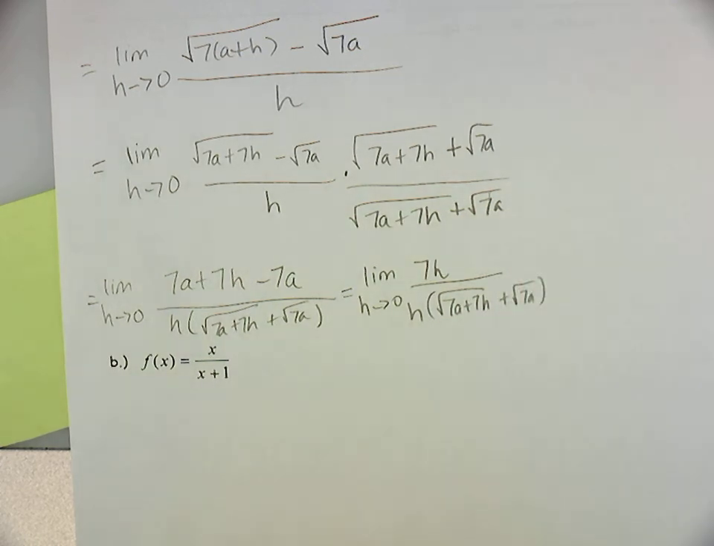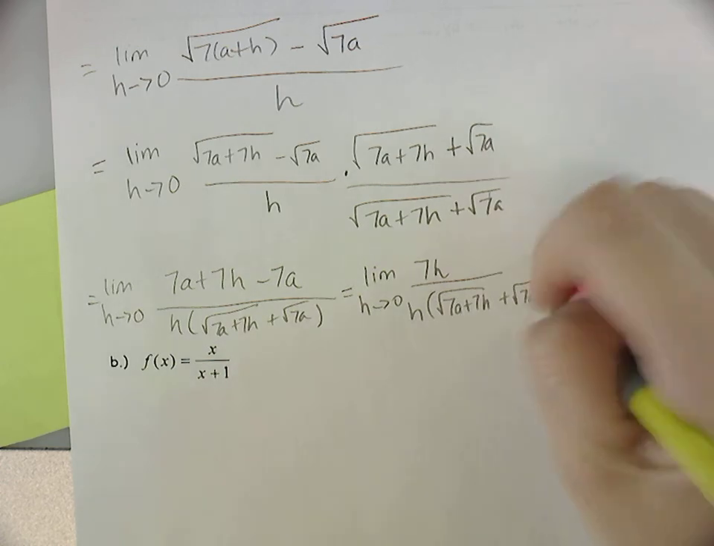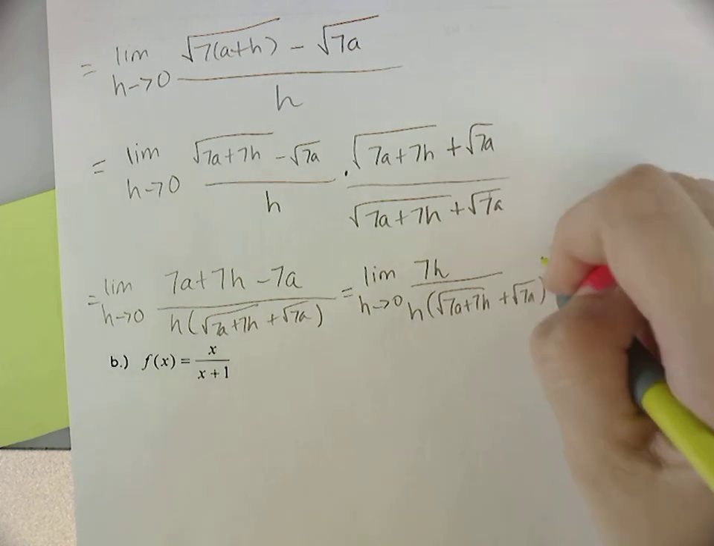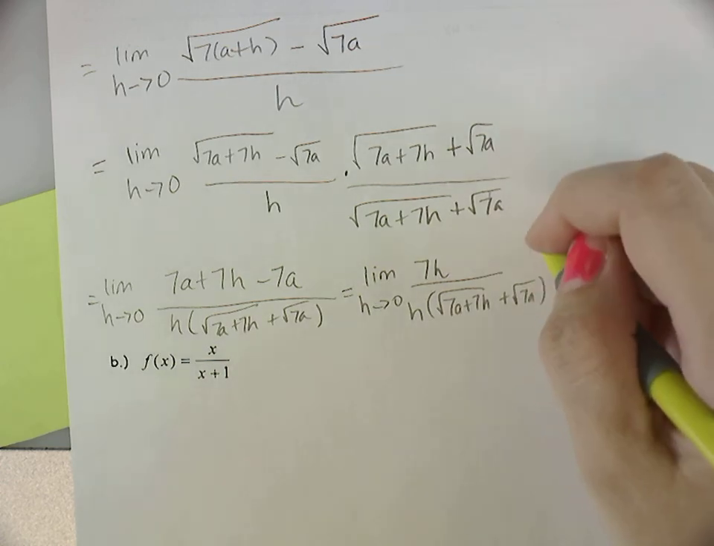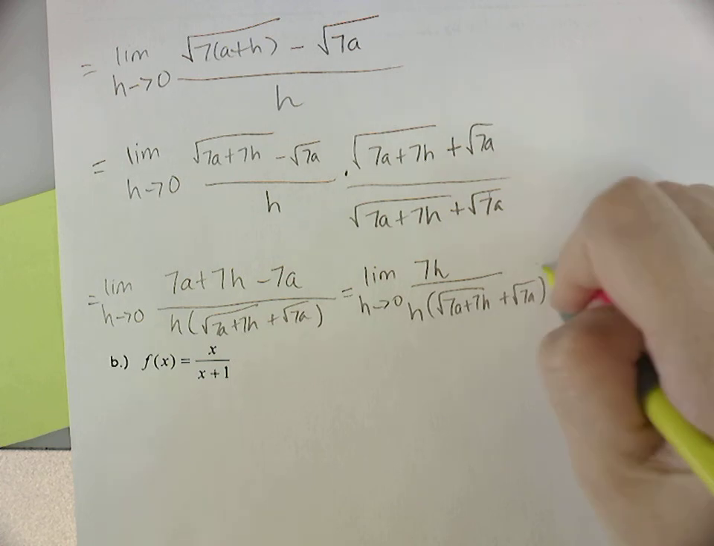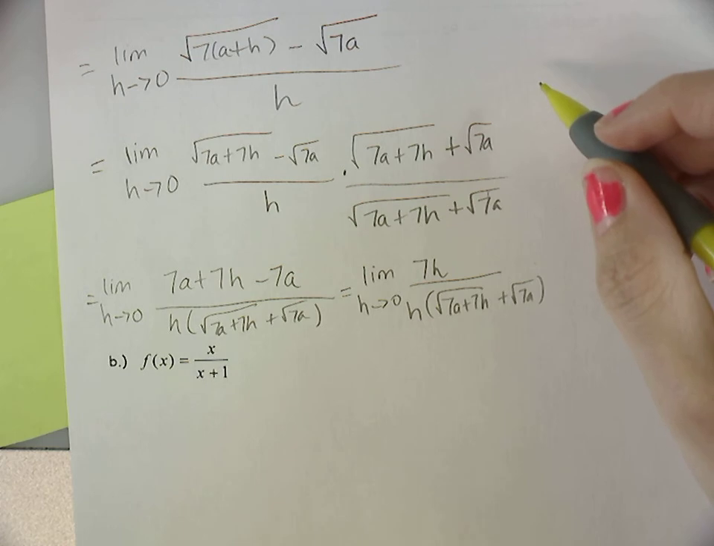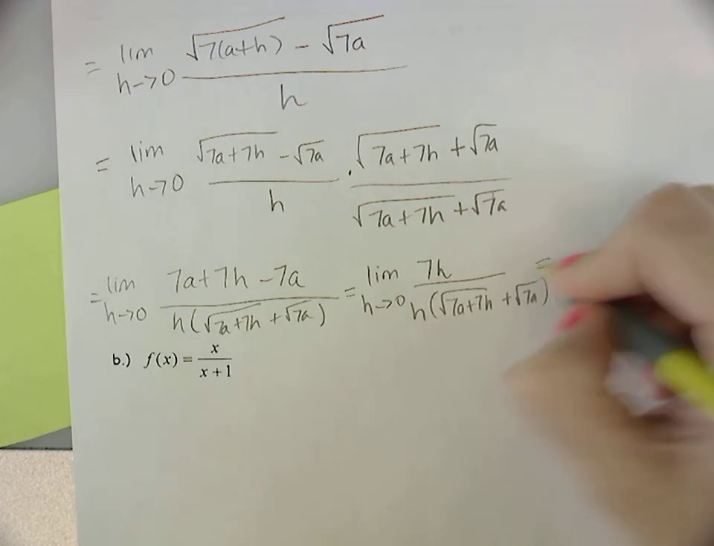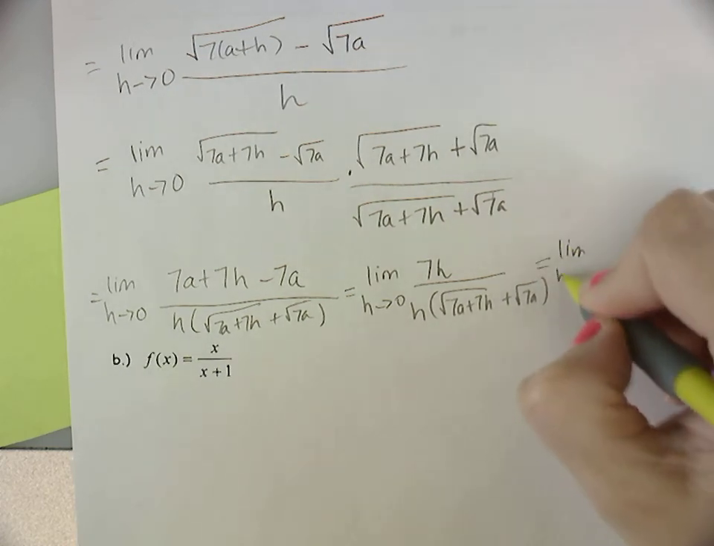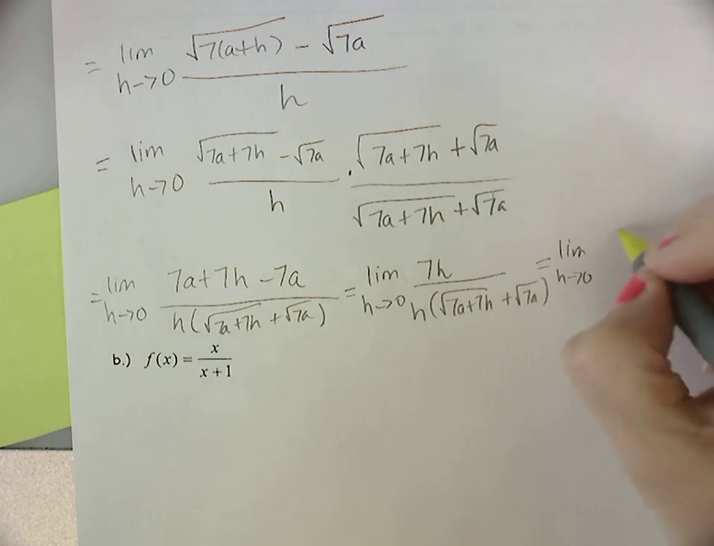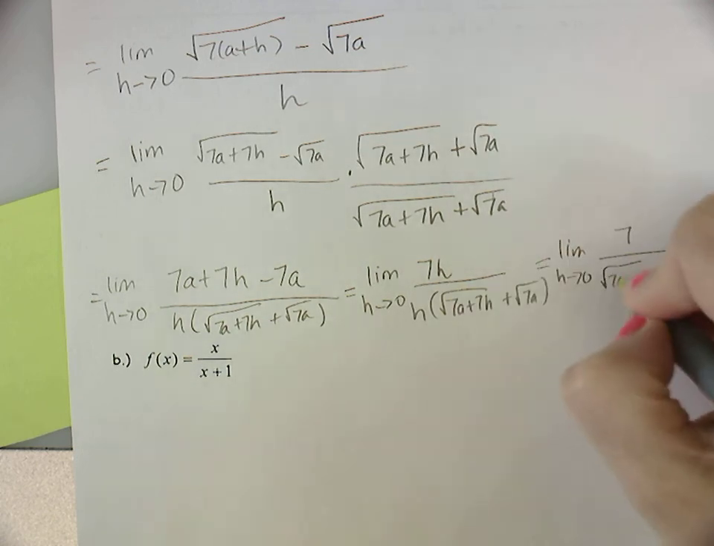Okay, so once your h's cancel out, you can go ahead and keep going here. So this will be the limit as h goes to 0. So 7 over, our h's cancel, so I have the square root of 7a plus 7h plus the square root of 7a.